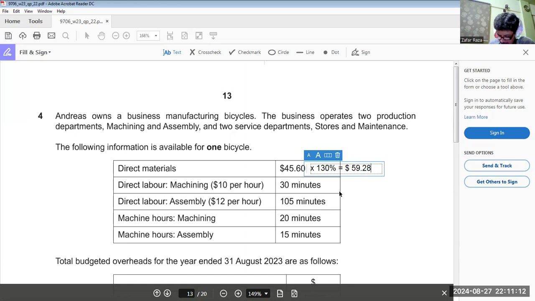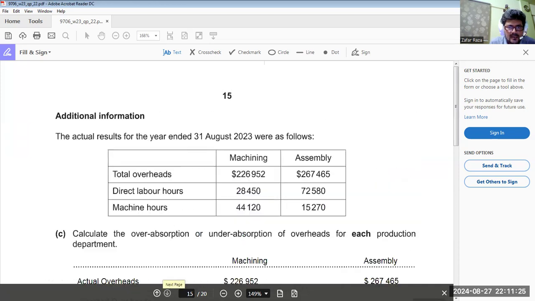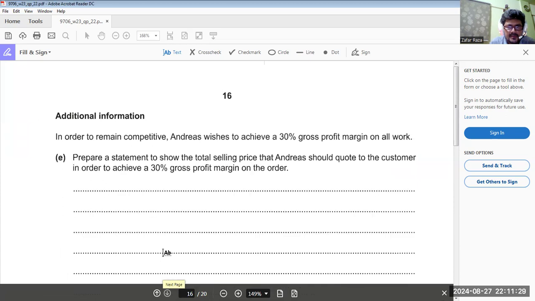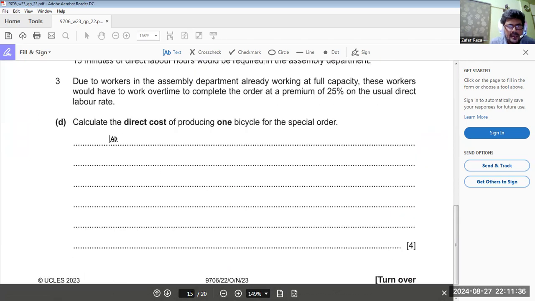Done. The first thing we have done. Direct materials: $59.28. Okay. What are the other direct costs?